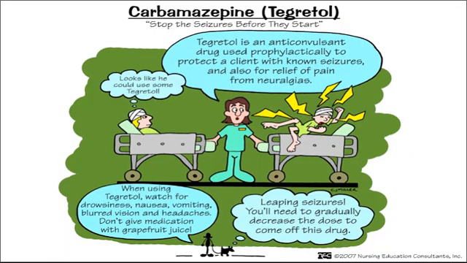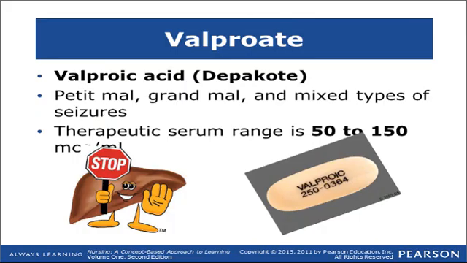Here's just a little help as far as mnemonics on things to remember with your carbamazepine. Valproate, which people know as Depakote, know it as valproic acid. That's what your lab value will be under. The therapeutic range is 50 to 150. Again, know your therapeutic ranges.